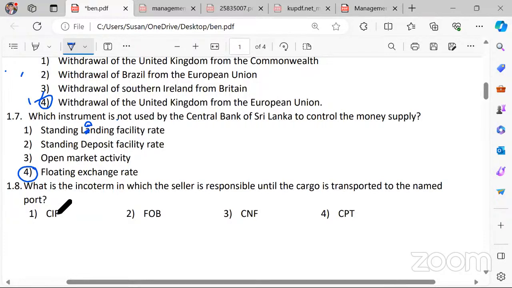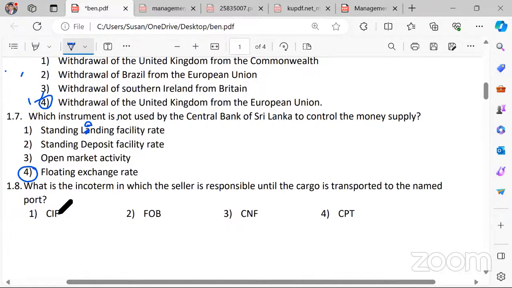CIF stands for cost, insurance, and freight. Right? Then the supplier is delivering directly to the customer. CIF, cost, insurance, and freight, to be paid by the seller.